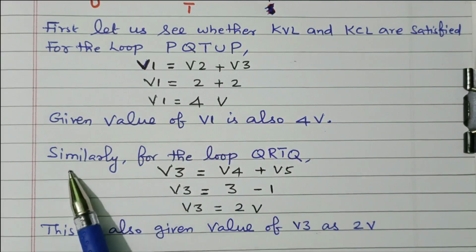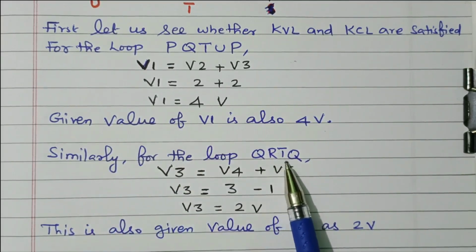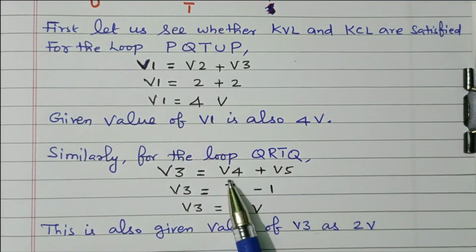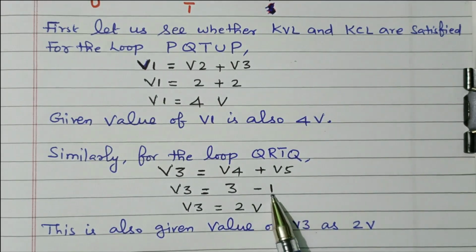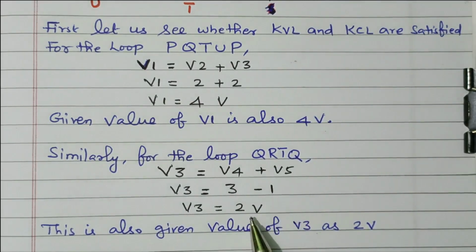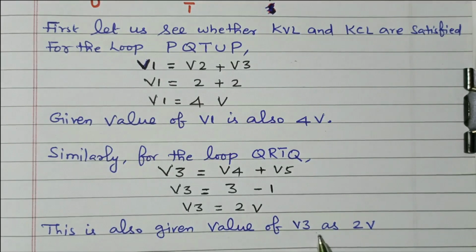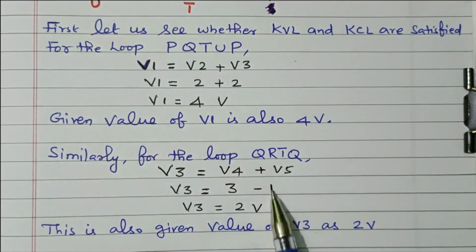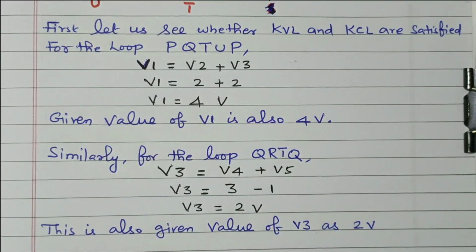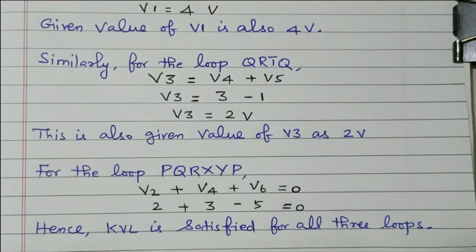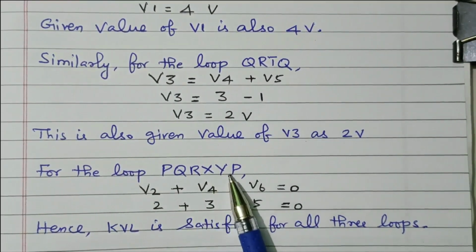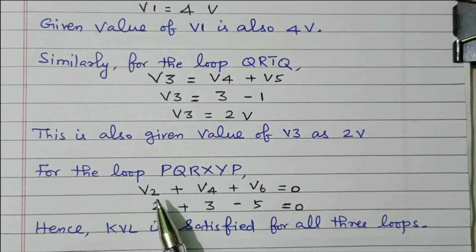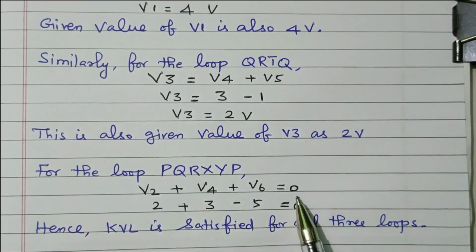So it is satisfied. Now similarly for the loop Q, R, T, Q, we already discussed V3 equals V4 plus V5. V4 is 3 volts. V5 is minus 1 volt because it is going down. So 3 minus 1, 2 volts. The given value of V3 is also 2 volts. By analyzing the KVL, we got 2 volts. So it is satisfied. Then one more loop is available, the loop P, Q, R, Y, X, P. Here the source is not available. So V2 plus V4 plus V6 equals 0.